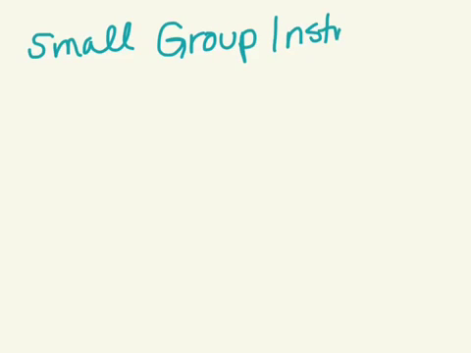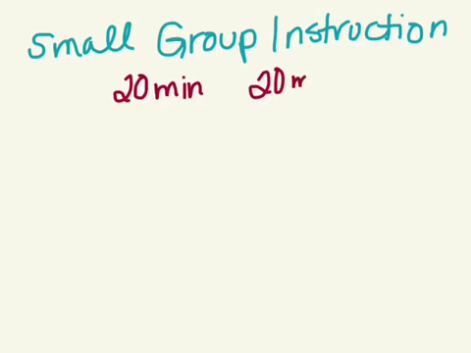So I'm going to show you how to start out with your small group instruction. There are 3 things you're going to do when you do small group instruction. You're going to have 3 times that you're going to work with your group: your first 20 minutes, your second 20 minutes, and your third 20 minutes. I'm just going by the regular time that most teachers use for math class.